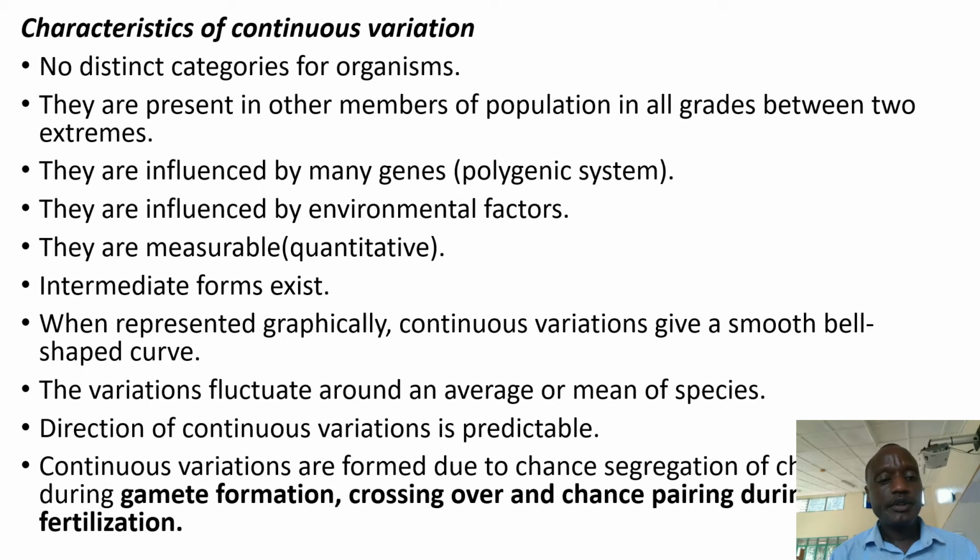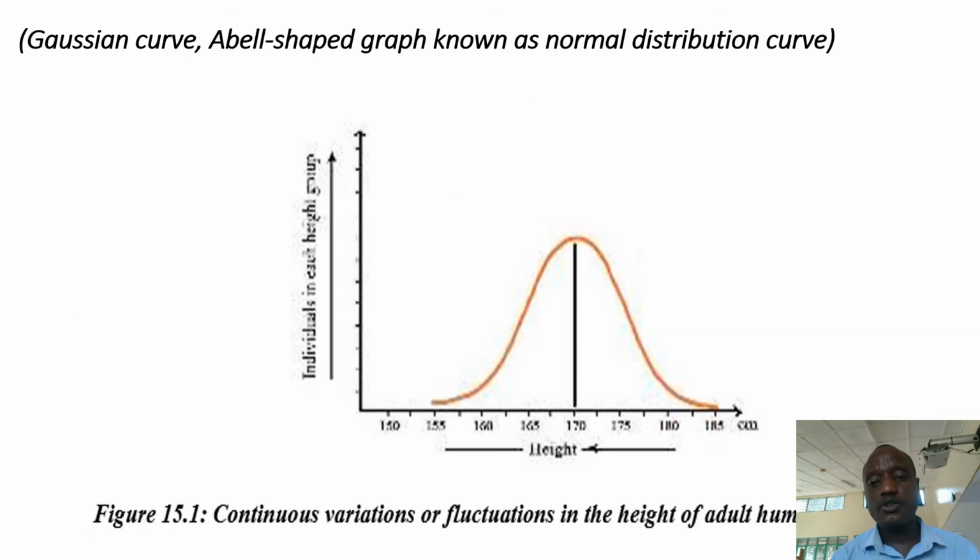Again, the direction of continuous variation is predictable. Continuous variation is formed due to chance segregation of chromosomes during gamete formation, crossing over, and chance pairing during fertilization.